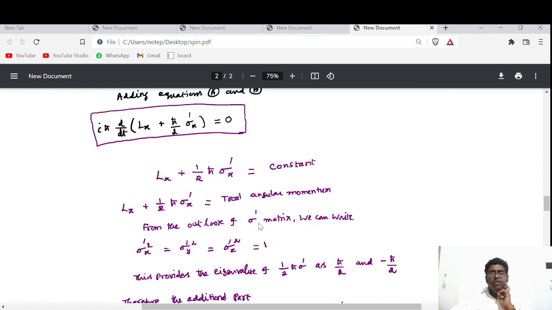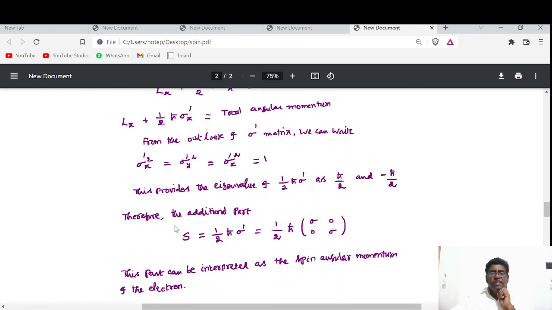From the outlook of the sigma dash matrix, we can write sigma x dash square is equal to sigma y dash square is equal to sigma z dash square is equal to 1. This provides the eigenvalues of half h cross sigma dash as h cross by 2 and minus h cross by 2. Therefore, the additional part S equal to half h cross sigma dash, equal to 1 by 2 h cross times the matrix (sigma 0, 0 sigma), is called spin. Therefore, we have arrived at the concept of spin from Dirac's Hamiltonian.